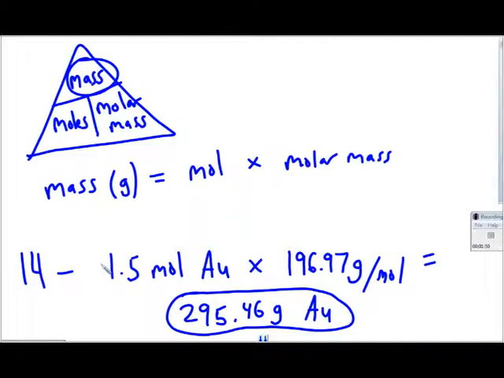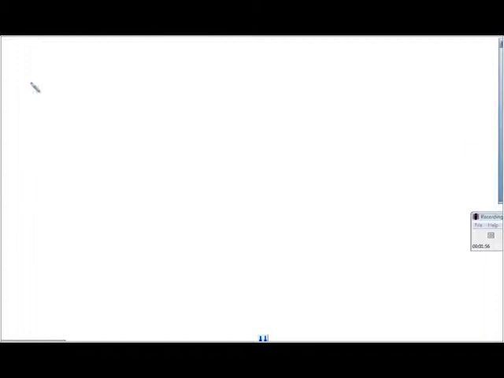So there's our answer to 14. Let's go to 15. To solve for 15, 50 aluminum soda cans contain 25 moles of aluminum. How many grams of aluminum would these 25 moles weigh?